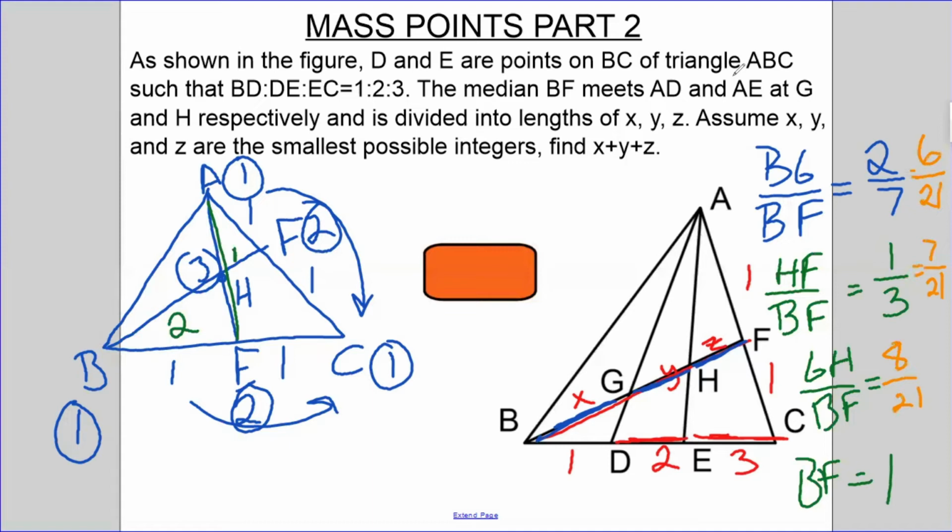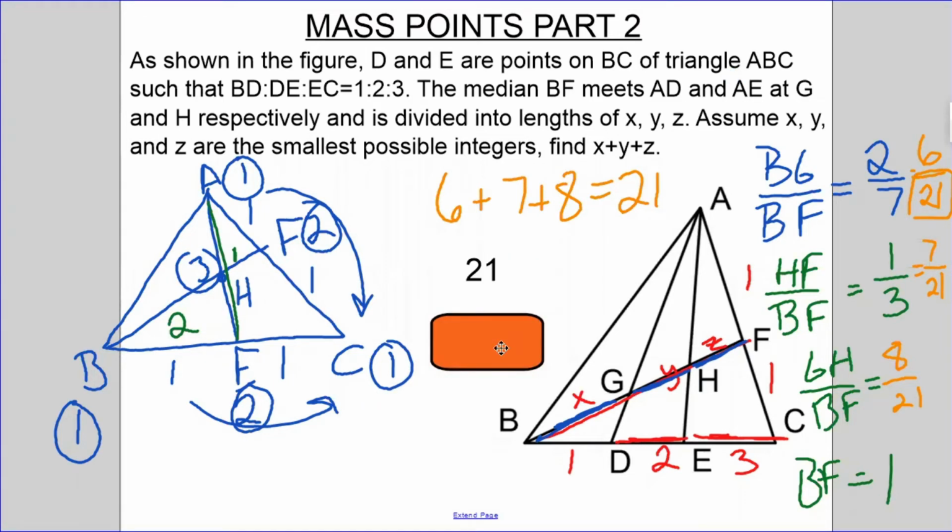The only thing we need to know is the sum of X, Y, and Z. And so in this case, it's going to be 6 plus 7 plus 8, which will add up to 21, which we realize is also our common denominator, right? So we didn't actually have to find GH. We could have just found our common denominator of 21.